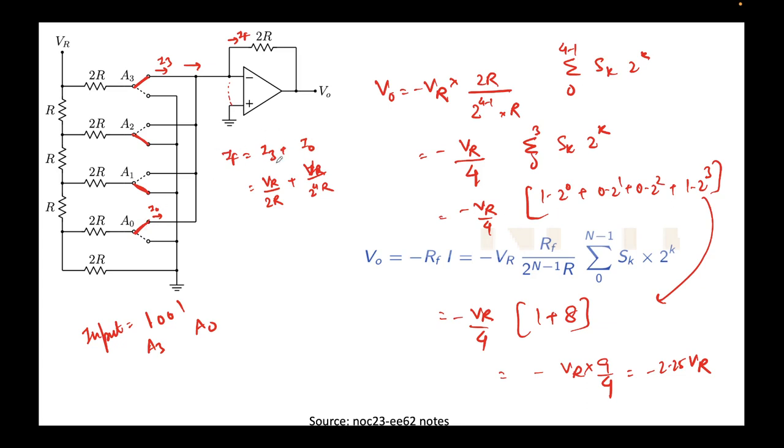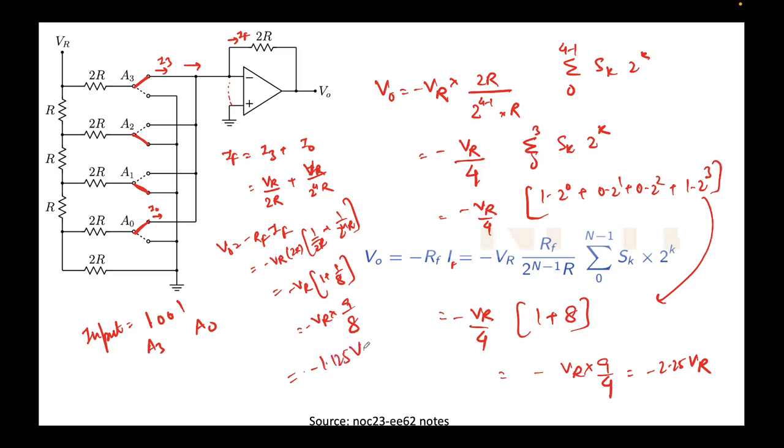All right, and now if we put IF, from this we have RF into IF. This is the IF that I'm talking about, this current. And if I put this expression here, this is minus VR, and RF is 2R, times 1 over 2R plus 1 over 2^4 R. So this will be minus VR times (1 plus 1 over 8), minus VR into 9/8. Yeah, so this is turning out to be minus 1.125 times VR.